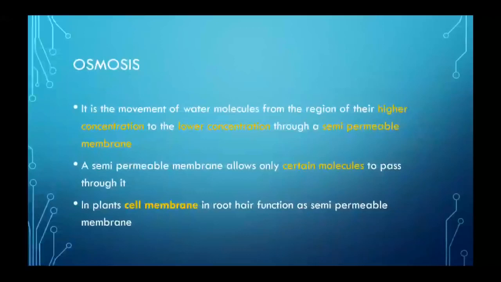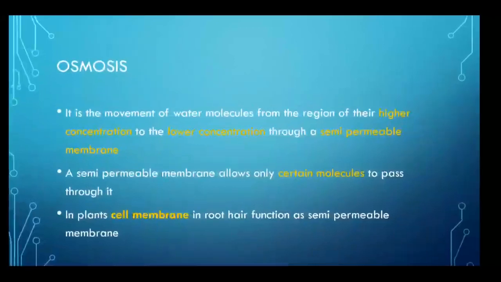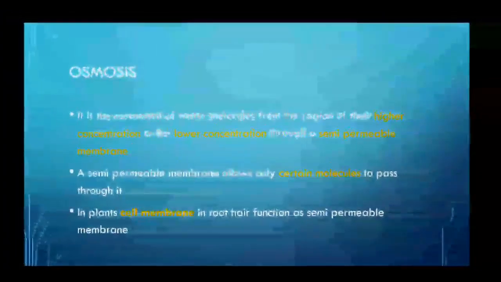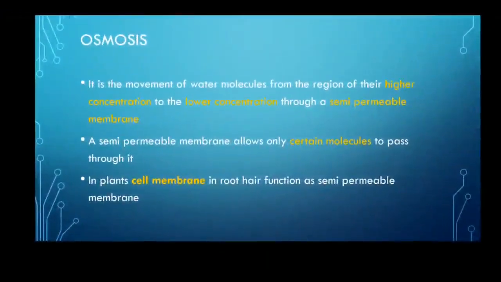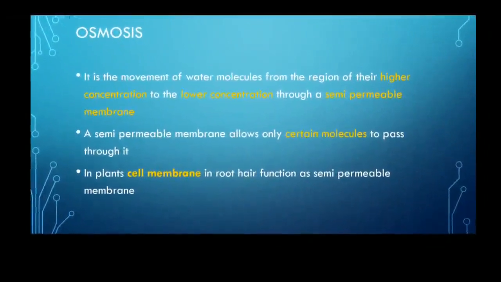What is a semi-permeable membrane? One is a permeable membrane, which gives permission to each and everything. Another one is a semi-permeable membrane. It gives permission for the entry of water or any other molecules selectively. Selective permission is given to the molecules. A semi-permeable membrane allows only certain molecules to pass through it. Only a few molecules are allowed to enter.